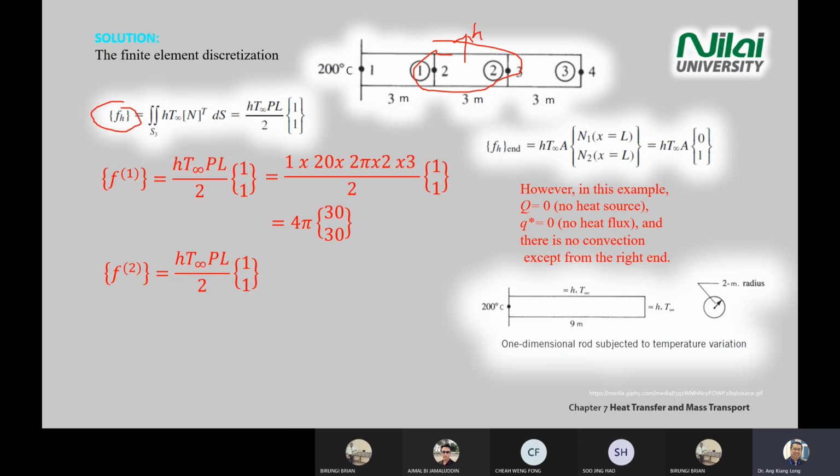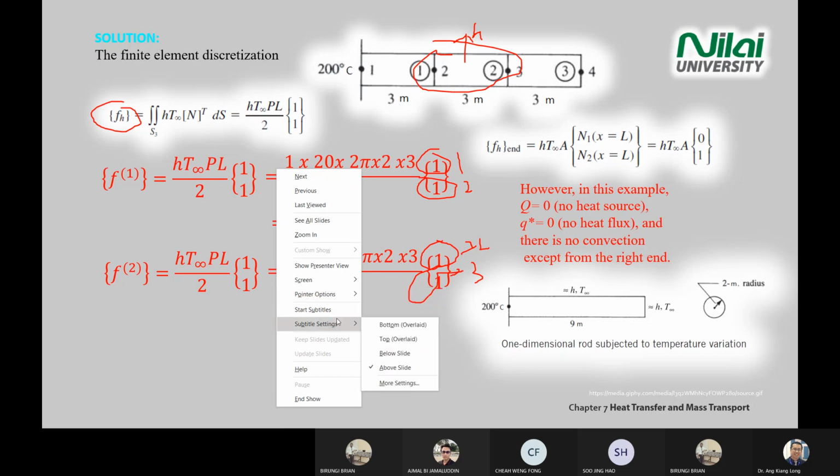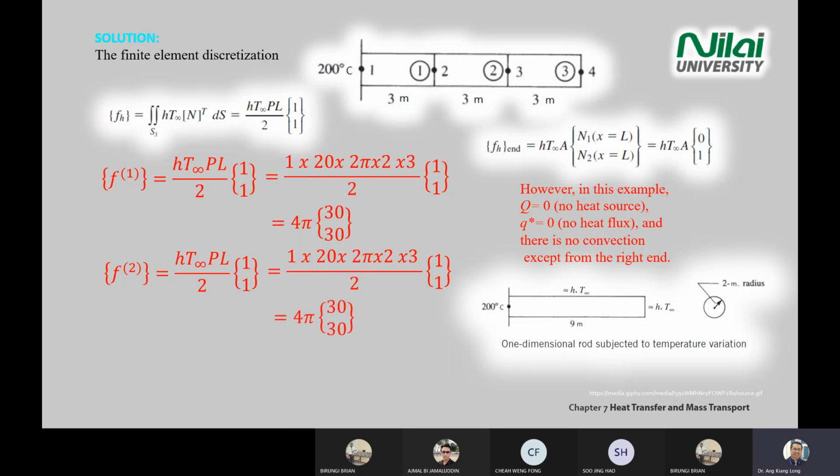Okay, force in this equation, HTPL divided by 211. Substitute again. This value is 0.2. This value is 0.3. Yeah. This value is 0.1. This value is 0.2. Okay. All right. So as you can see here, the force at point number 2 is same. This is if you multiply the products.